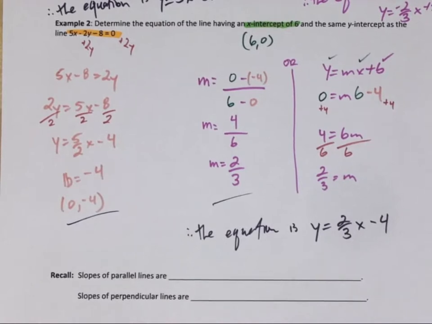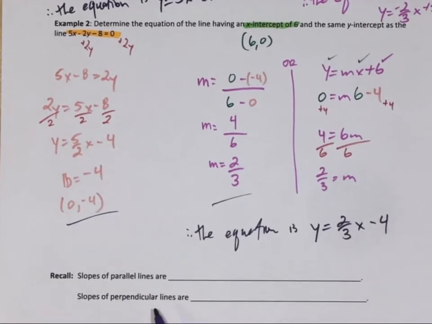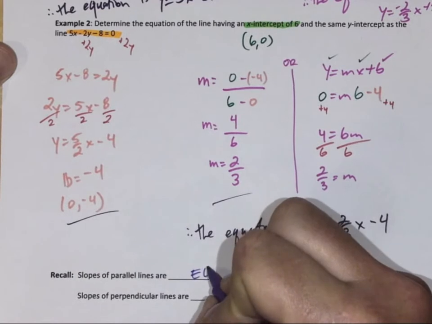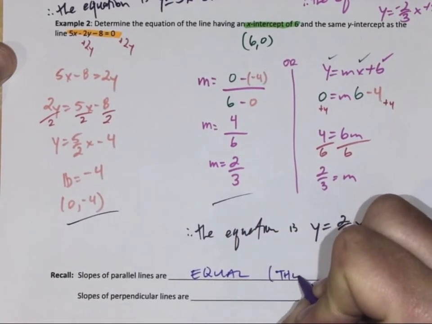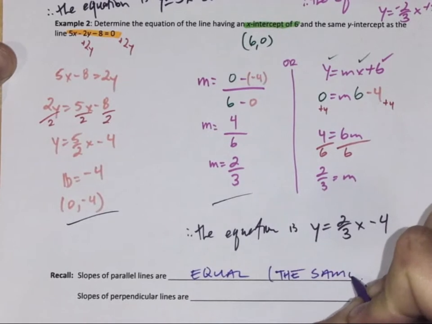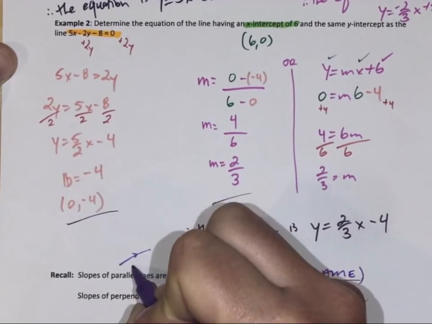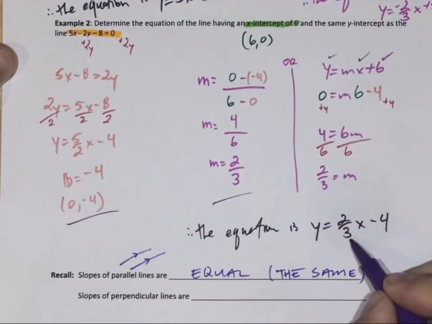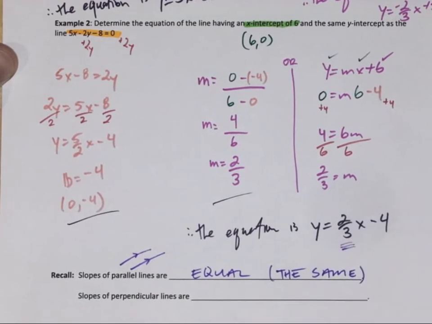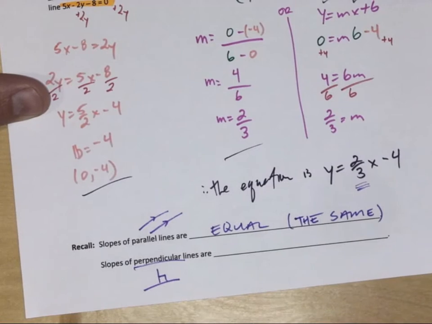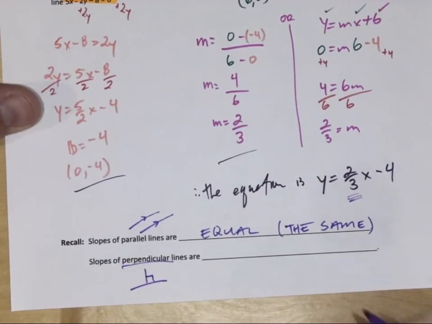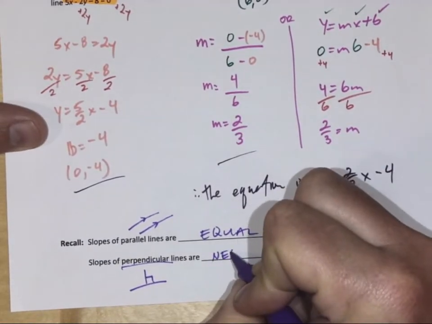Dig deep. Remember, slopes of parallel lines are equal, which really means they're the same. Remember that when lines are parallel, their slopes are the same. Slopes of perpendicular lines, another math word that we need to remember, are negative reciprocals.